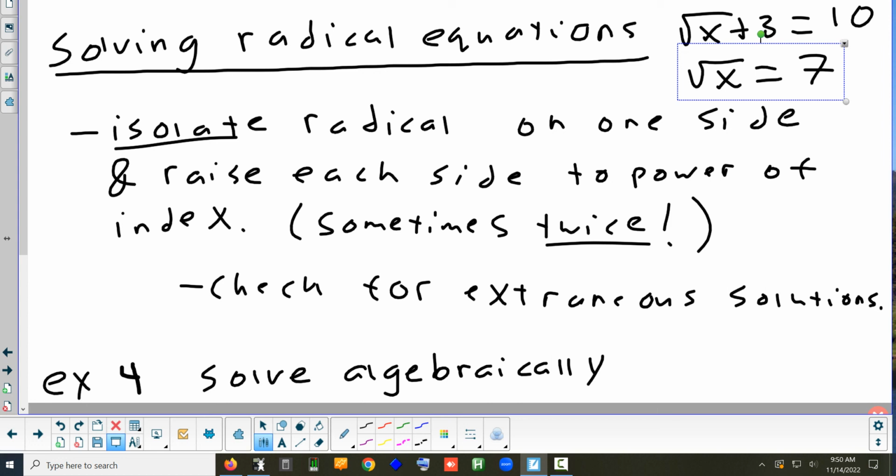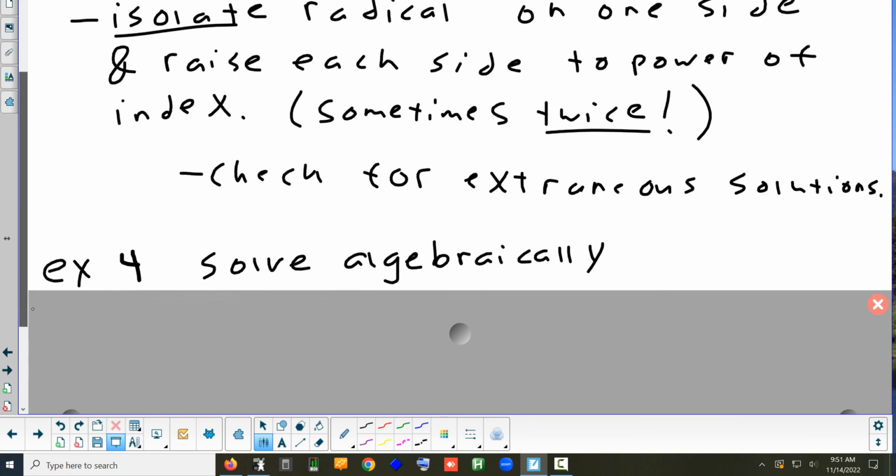So we're not going to do the twice thing. I'm going to do the once thing with you. Twice only happens when you have a square root, and they have 2 of them in the problem. I'm not going to do a 2 today. You're not going to have one in the homework either.